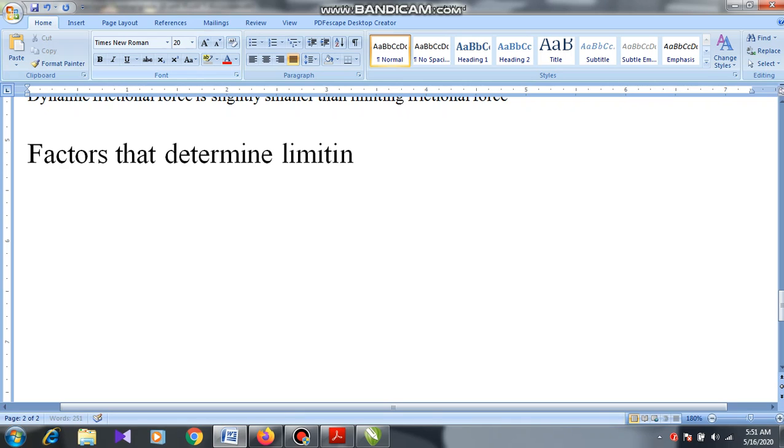Today we are going to discuss an important thing, that is factors that determine limiting frictional force. Okay, so limiting frictional force is one of the key factors of friction. Unlike static and dynamic friction, we always look for the limiting frictional force.